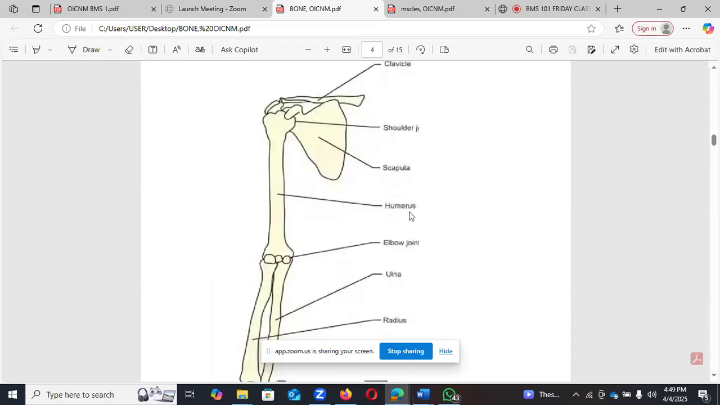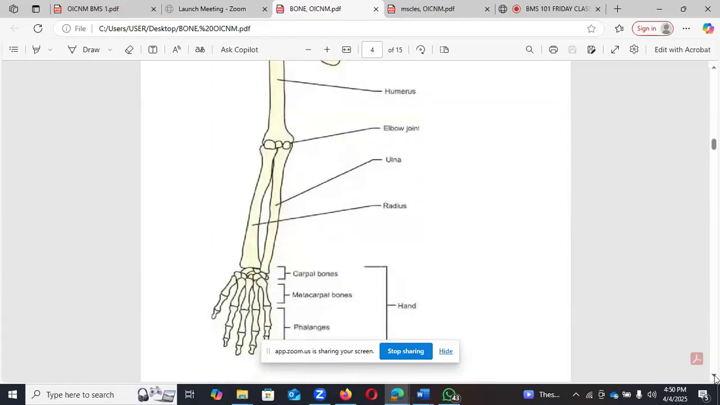You have the humerus, which is the upper part of the upper limb. You have the elbow joint here, and you have two bones at the lower part. You have the ulna and the radius.